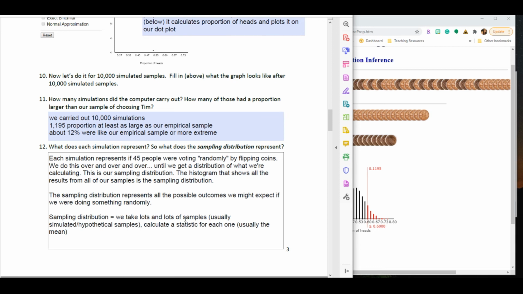So we take lots and lots of samples, we calculate a statistic for each one of our samples, and plot the result. When we have all the results plotted, that is our sampling distribution. It's the result of all the samples that we got if we were to look at them visually. Okay.